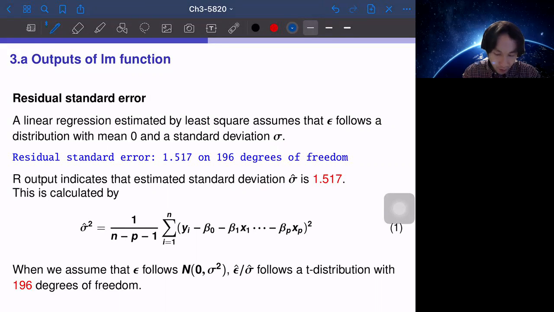And the next one is residual standard error. So this output is just after the estimated coefficients. So residual standard error is 1.517 on 196 degrees of freedom. So what does it mean? That is y is equal to f of x plus epsilon, then size of epsilon. So that means the expected size of epsilon square, or variance of epsilon. So this is estimated as 1.517 square. So I would say variance, estimated variance.